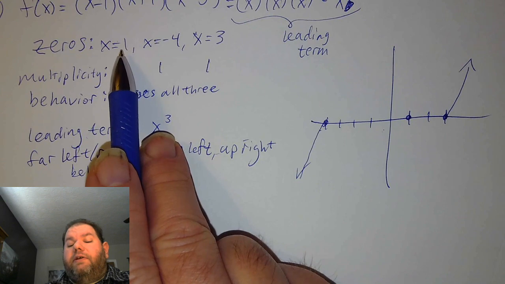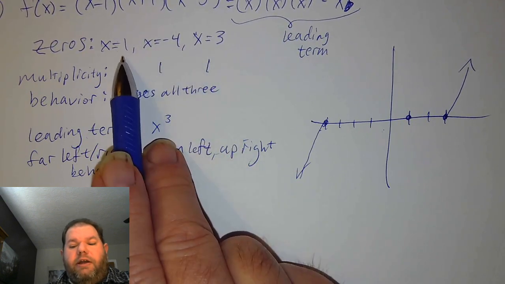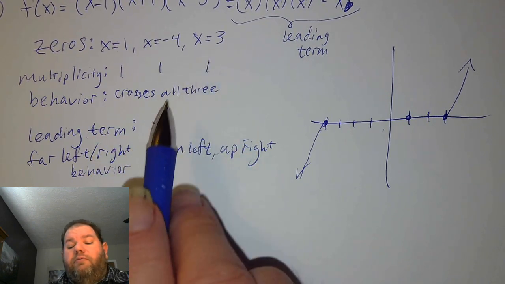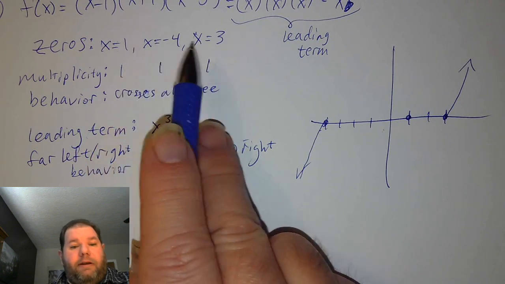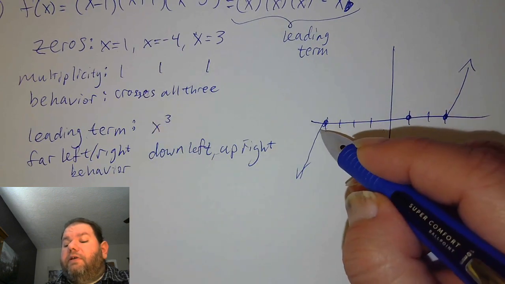But notice that the zeros here are not in order from low to high. It's actually the middle number, the first number, and then the third number. And so if these had different multiplicities and different behaviors, we'd have to pay attention to that. So at negative 4, we know it crosses.